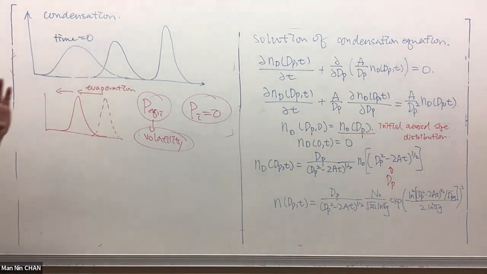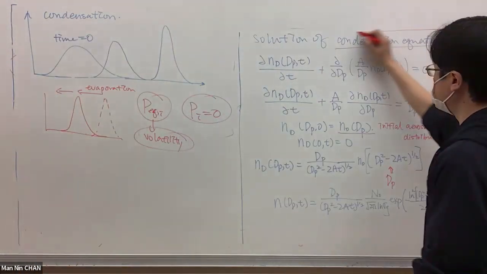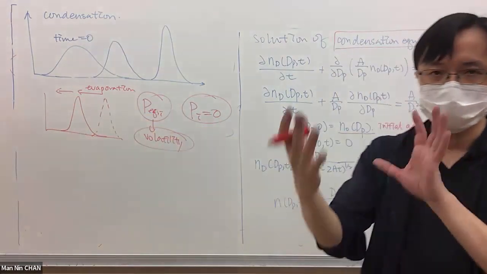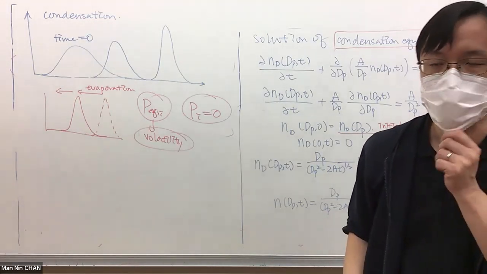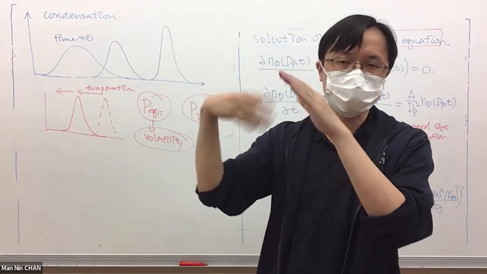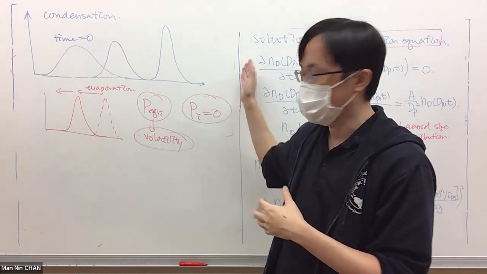So this is how most of the time people use this condensation equation, or in this case you can call it the evaporation equation, to determine the vapor pressure. This is the example I give you in the lecture notes. This is a very important parameter to study aerosol formation or many atmospheric aerosol processes. So this is one of the applications.